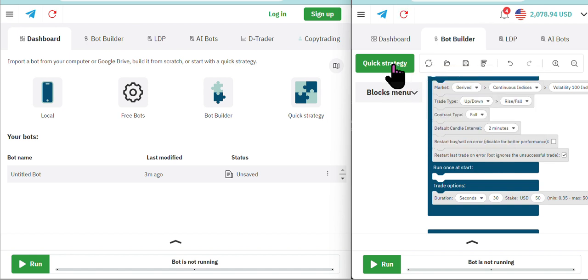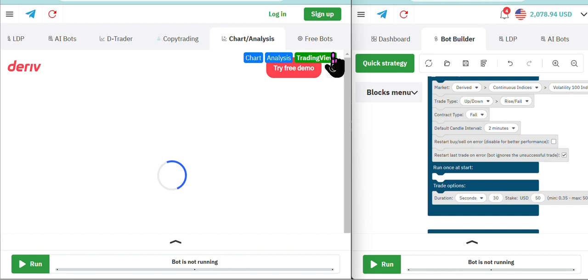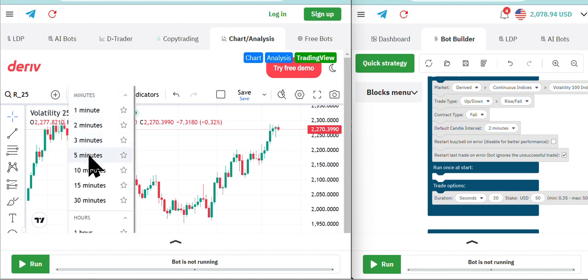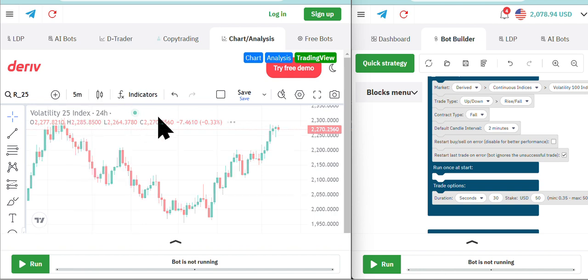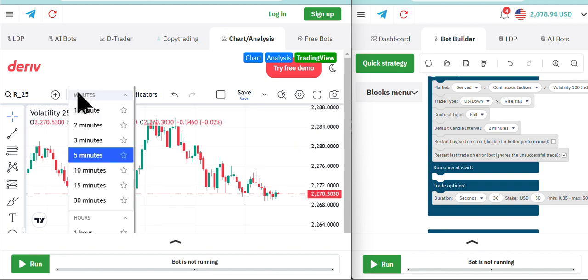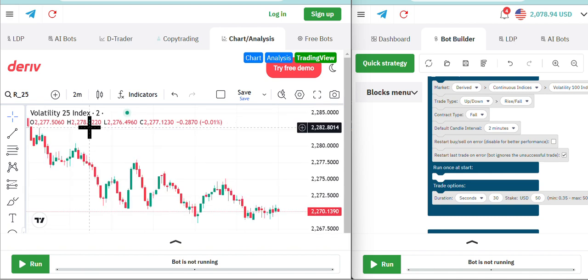On this side we are going to trade, and on this side we are going to analyze the market. So I'm going to switch to chart stock analysis. Then we are going to select TradingView. The time frame here we're going to set to at least either 1 minute or 5 minutes. Let's just use a 1 minute time frame because we are using a bot. If you are doing manual trading, you can use the 5 minutes time frame, but if you are using a bot, then you can use the 2 minutes time frame.